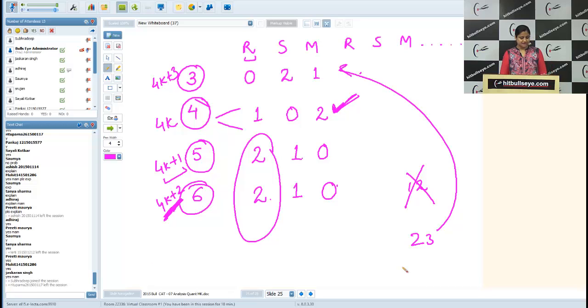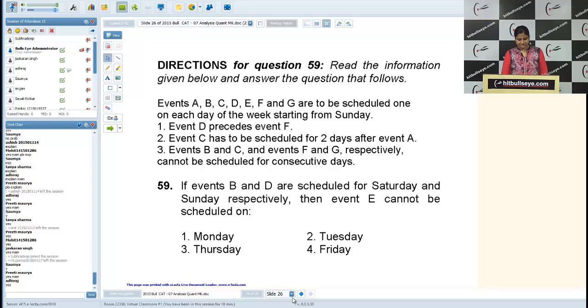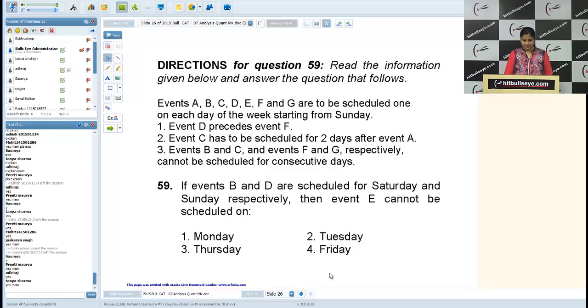We'll exploit the same logic in the remaining sums. You got the idea, all of you? Okay, that was the last question, 59. Any problem in this? I think that was very easy. Yes guys, any problem? If you want me to explain this question, please write it.